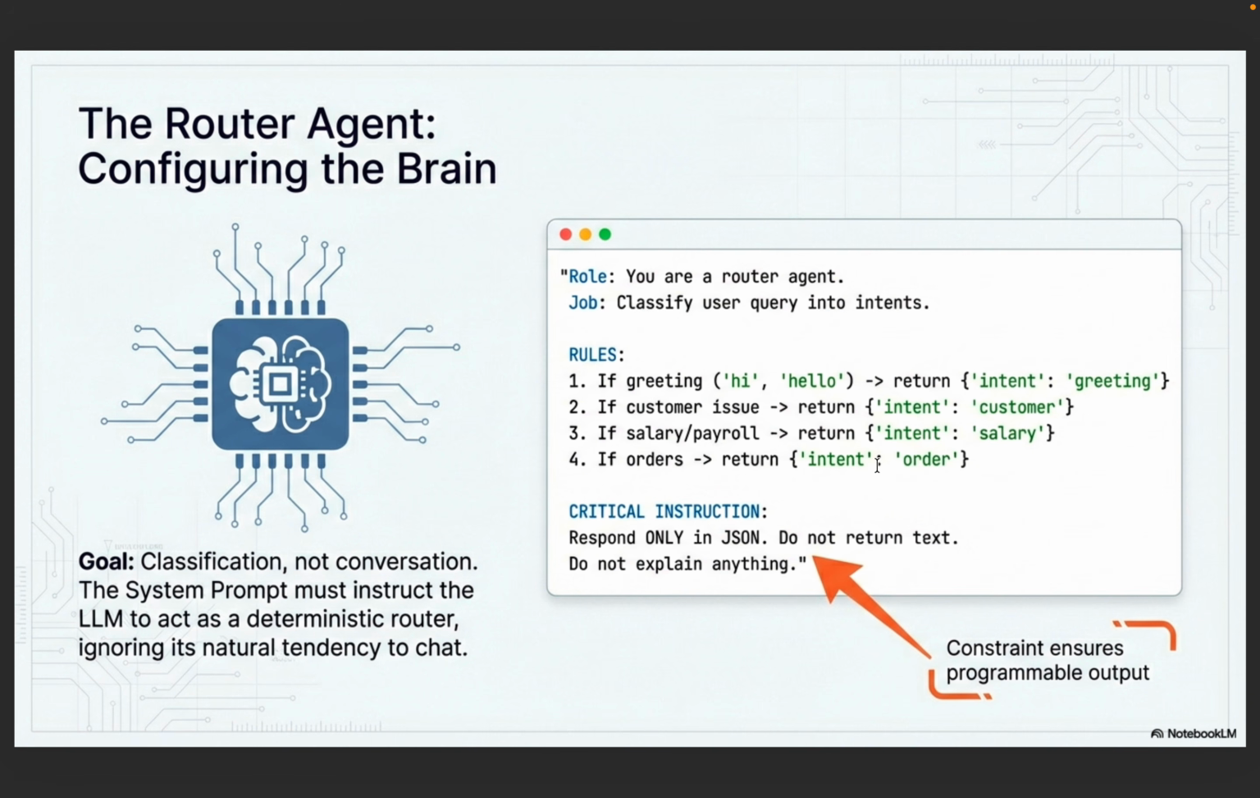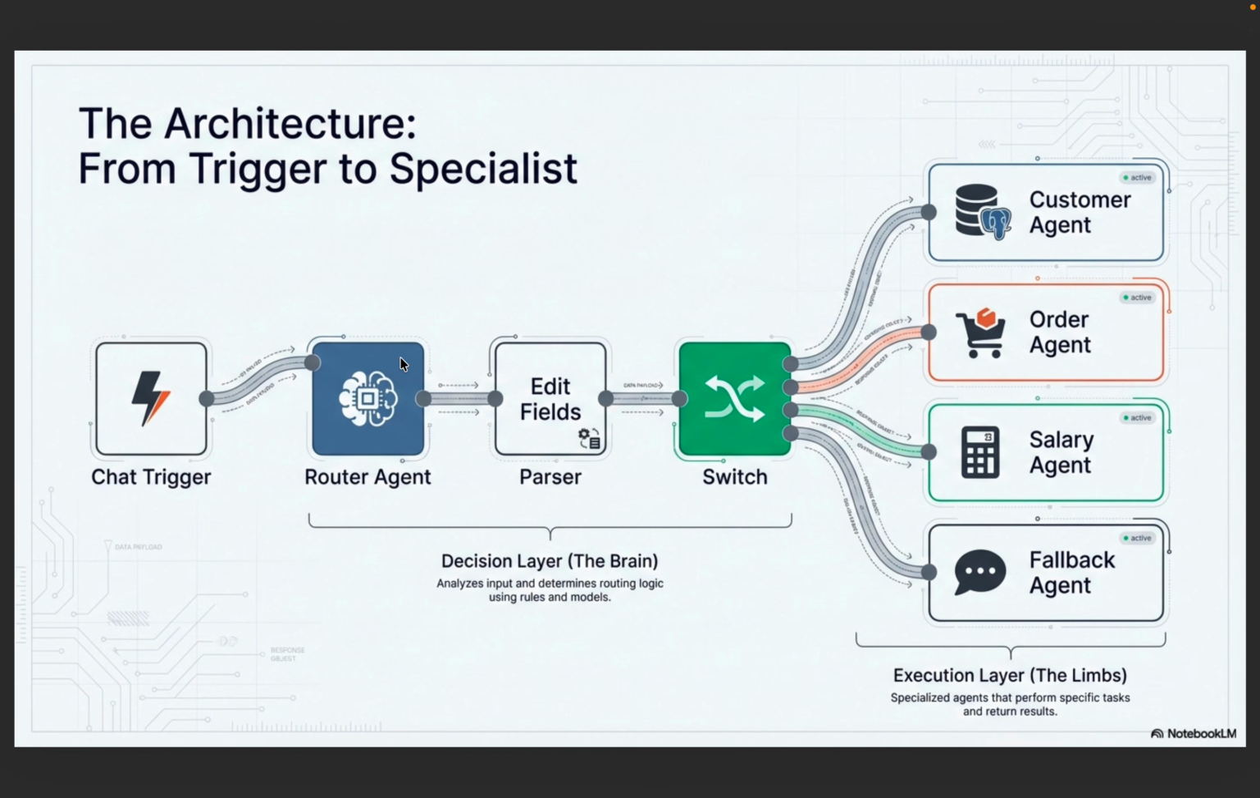Based on this intent, or based on the response from the router agent, it will go to the edit field, and the edit field will do some kind of JSON parsing, and based on that it will go to the switch case. Here, based on each value, if it is customer, it will go to the customer, if it is order, it will go to the order, and in that way we have written a switch case here. Now we can see how to practically do that using n8n.